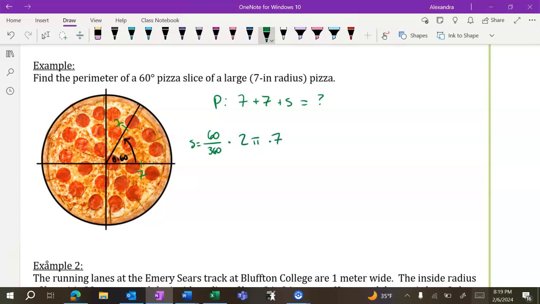times 2 pi r. You can simplify that to 60 over 180 times pi times 7. So two different ways to think about it. It's going to give us the same numbers. We can simplify this. 60 over 180 is the same thing as 1/3. So this is really 1/3 times 7 pi, or 7 pi over 3.